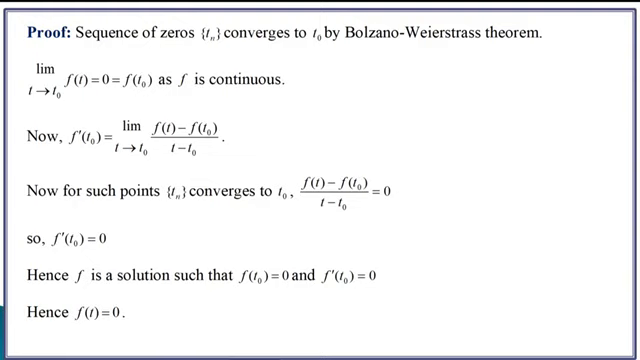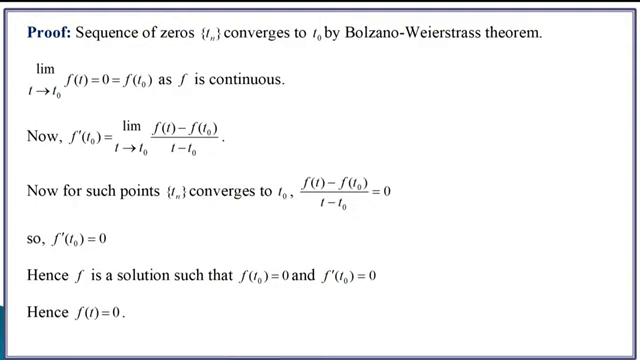So now we have a situation where f is a solution such that f is 0 at t0 and the derivative of f is also 0 at t0. Hence f is identically 0, because this is a second order differential equation, so at most it has two linearly independent solutions. So f must be a linear combination of these two solutions, and if you apply this initial condition, both coefficients of the linear combination will become 0. So hence the solution becomes identically 0.